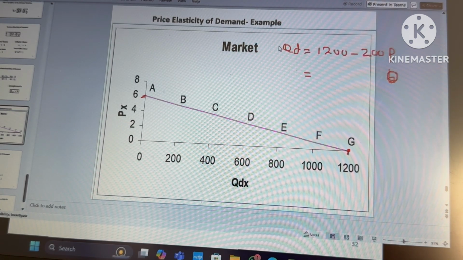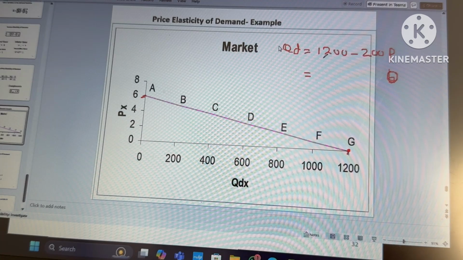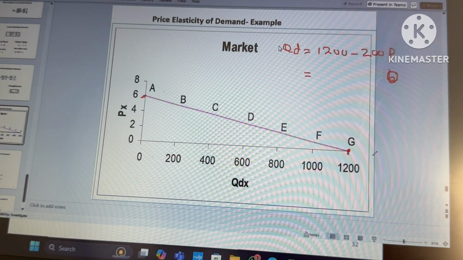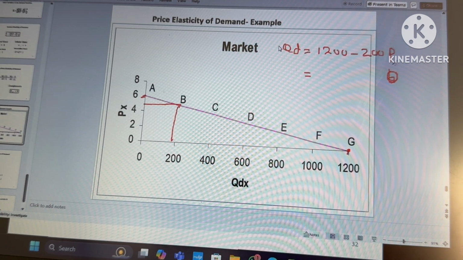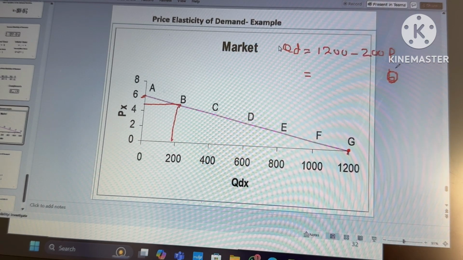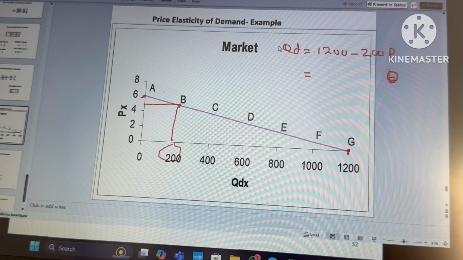If you plug in the price at point G, 0, what is the quantity demand? 1200. For example, at point B, the price may be 5. If you put 5 here, what is the quantity demand? 200. It is correct according to the graph as well. So now we are sure that our equation is correct.